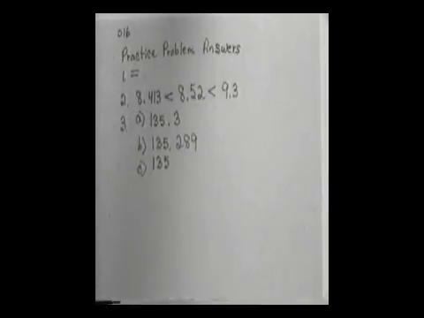Number 3, part A, is 135 and 3/10. Part B is 135 and 289 thousandths. Part C is 135. If your answers disagree, stop the tape and get help from a tutor.